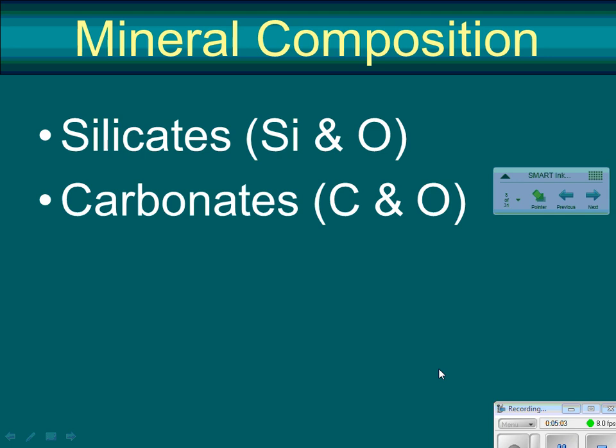The mineral composition, there are two major groups. Remember from the pie chart that we just did, the two largest amounts of elements that make up the Earth's crust are silicon and oxygen. So the largest mineral class is going to be the silicates, because that's the most. You put silicon, you put oxygen together, and you make silica, which will make silicate minerals. And then you'll have carbonates made of carbon and oxygen.